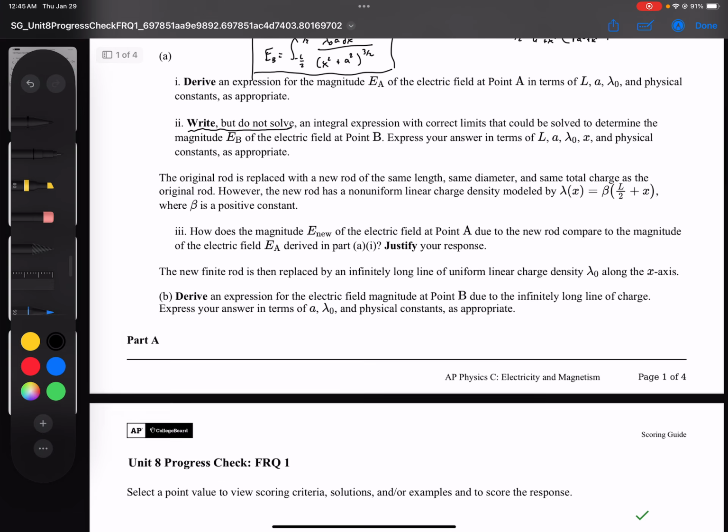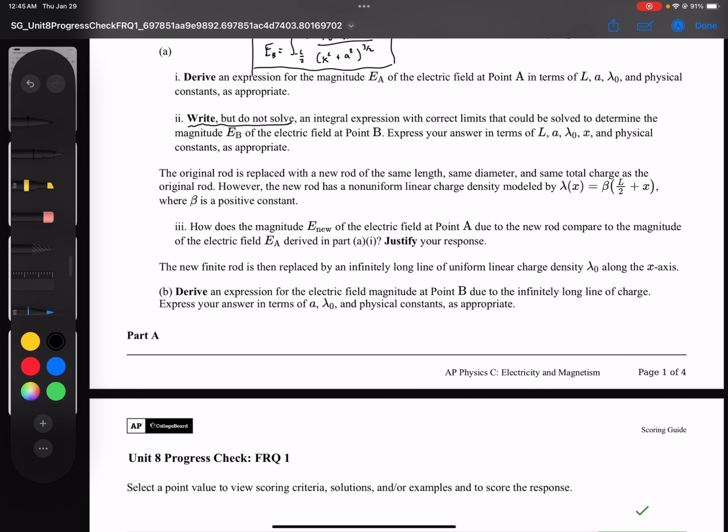Alrighty, so now the original rod is replaced with a new rod of the same length, same diameter, same total charge of the original rod. However, the new rod has non-uniform charge density modeled by lambda of x equal to beta times (L over 2 plus x). All right, so now how does the new electric field at point A due to the rod compare to the magnitude of the electric field derived in part A1?